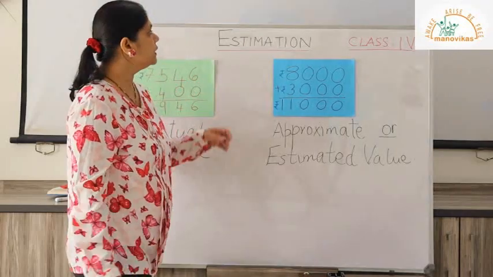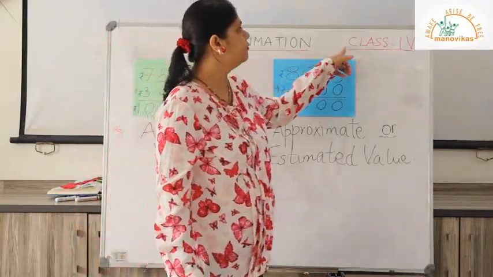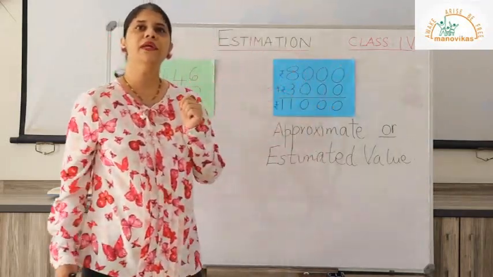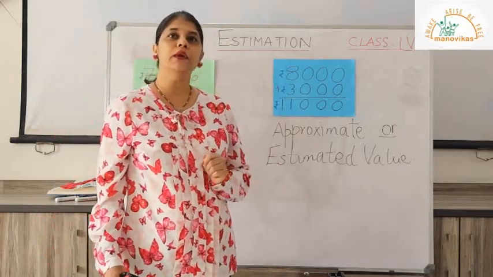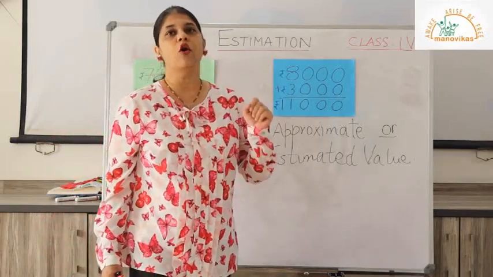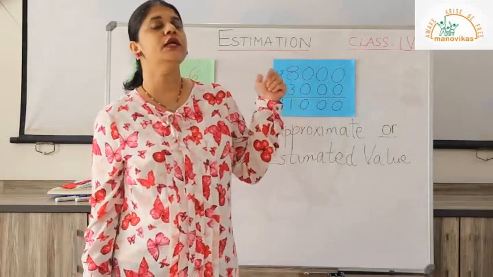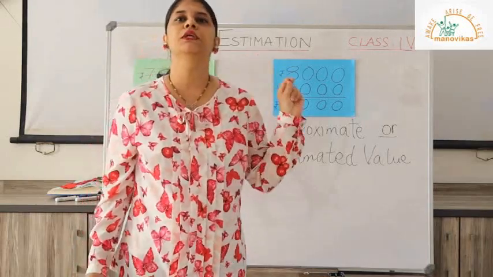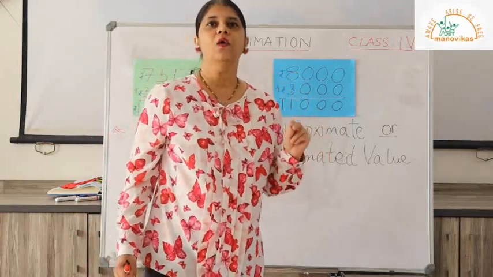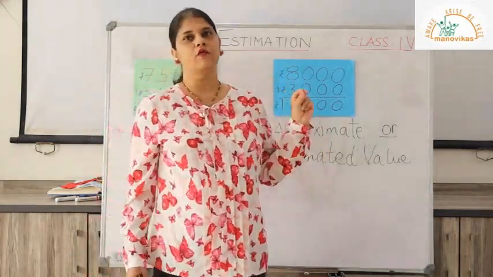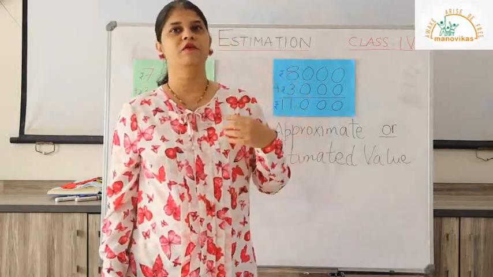Today we will continue with the topic estimation for class 4. In our previous video we have seen rounding off numbers. We have also seen how to round off numbers up to the nearest 10, to the nearest 100 and also to the nearest 1000. Now let us recall this rounding off of numbers with the help of this song.